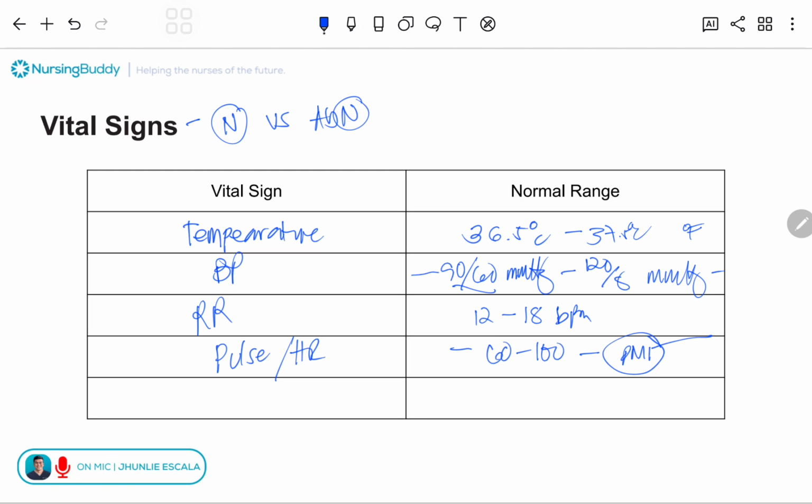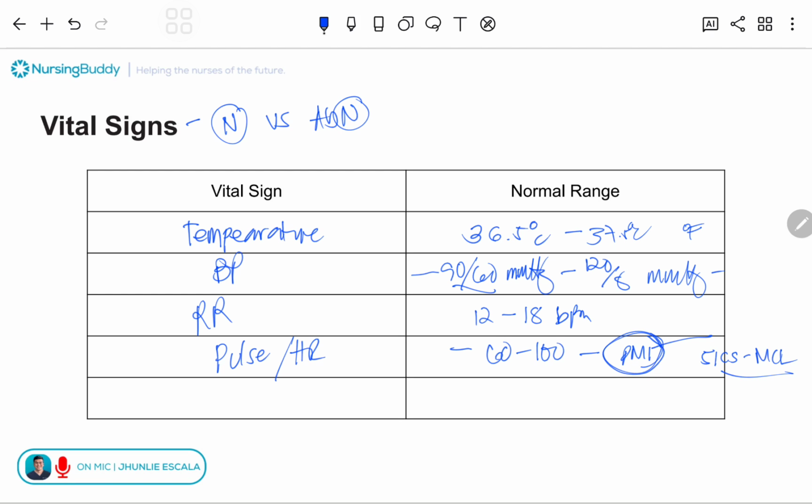PMI means the point of maximal impulse. Okay? PMI is located in your fifth intercostal space, mid-clavicular line. So what I'm trying to say is that this PMI is where your point of maximal impulse takes place. It's a part of your chest, at the fifth intercostal space, mid-clavicular line, wherein, kapatid, you find the strongest pressure.